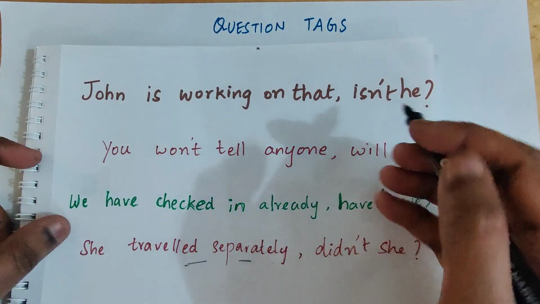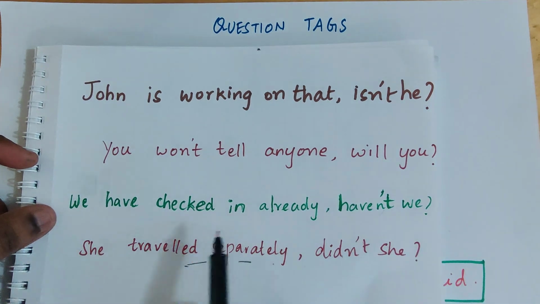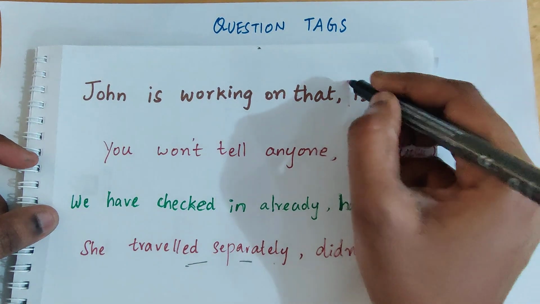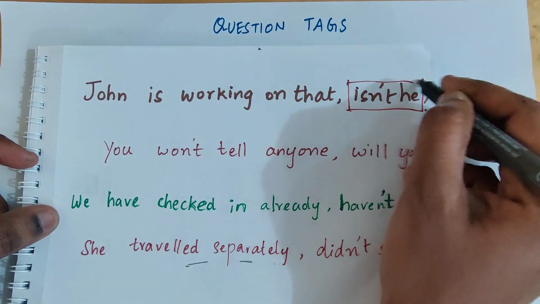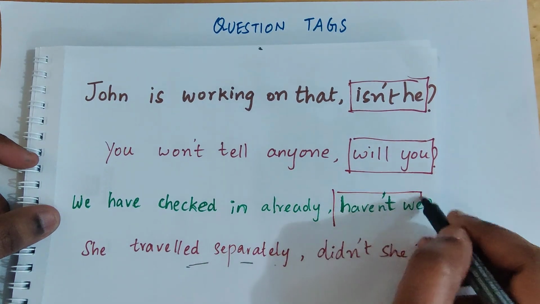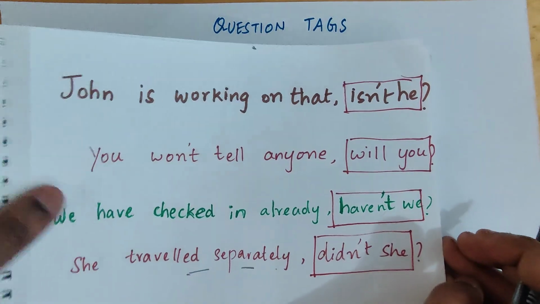John is working on that, isn't he? You won't tell anyone, will you? We have checked in already, haven't we? She traveled separately, didn't she? Here, isn't he? Will you? Haven't we? Didn't she? These are the question tags.